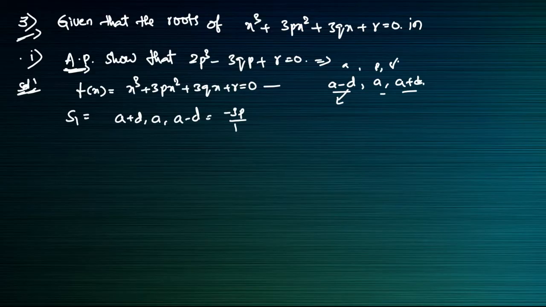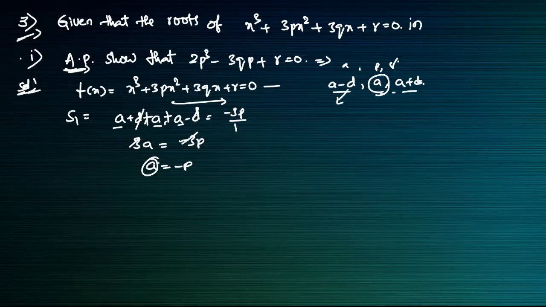So what will we get here? The sum will become a plus a plus a, 3a. So plus d minus d will get cancelled. 3a is equal to minus 3p will come. So 3 will get cancelled. a is equal to minus p will remain here. So this a is one root of this equation. So x is equal to a, that is minus p.